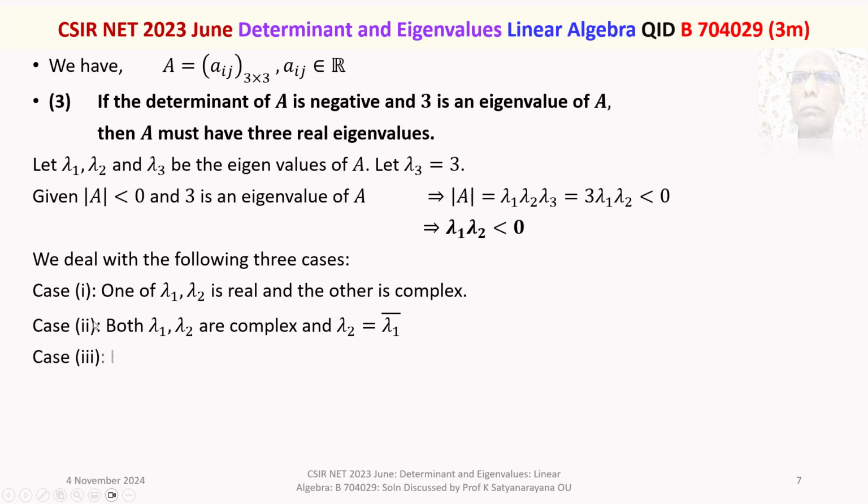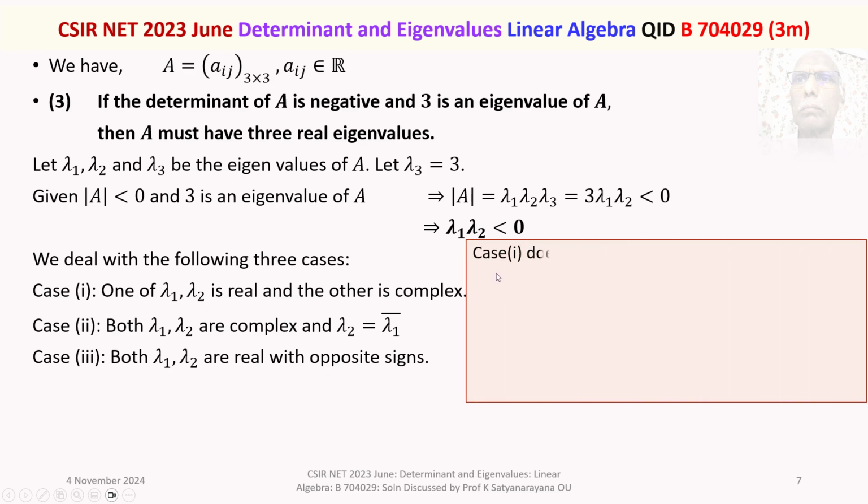And case 3: both lambda 1 and lambda 2 are real with opposite signs, because lambda 1 multiplied by lambda 2 is negative. So these are the 3 possibilities. We say the first case is not valid. Case 1 does not arise.